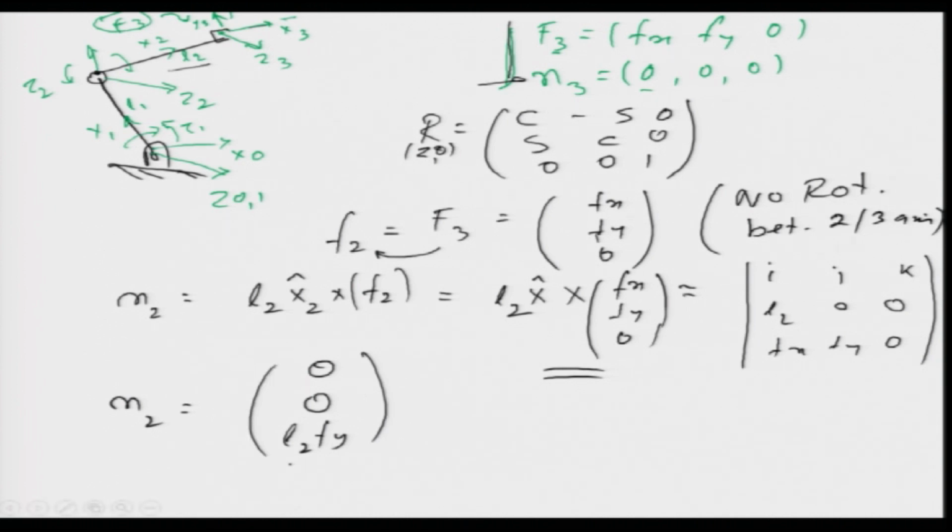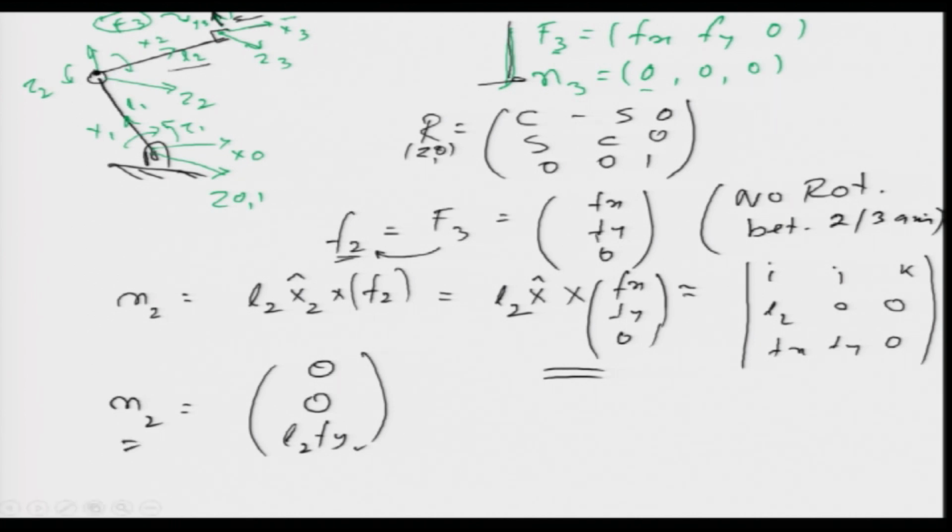Now, when we come back and see here, the force fx along the x axis will not cause a moment about this point. It cannot, because it is along the x axis. The only moment will be from the force fy, which is along y, into the distance L2, and that is what we are getting, L2 into fy. Okay. So, we are getting the force at axis 2 and we are getting the moment at axis 2.